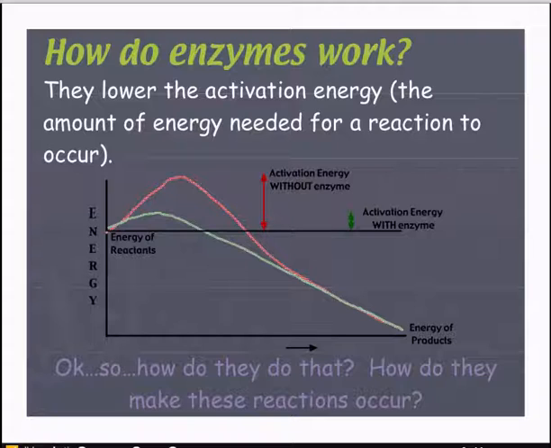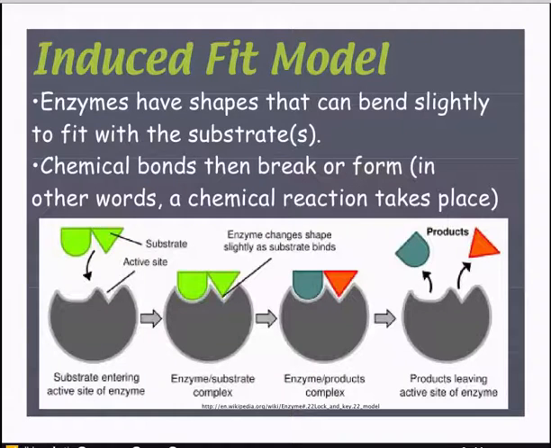The same thing happened when we added liver to the hydrogen peroxide. It had enzymes in it and it caused the hydrogen peroxide to bubble quickly without us having to shake it, without us having to heat it, without us having to wait for years and years. So it speeds it quickly by lowering the amount of energy needed for that reaction to occur. Okay, so how do they do that? How do they make these reactions occur?